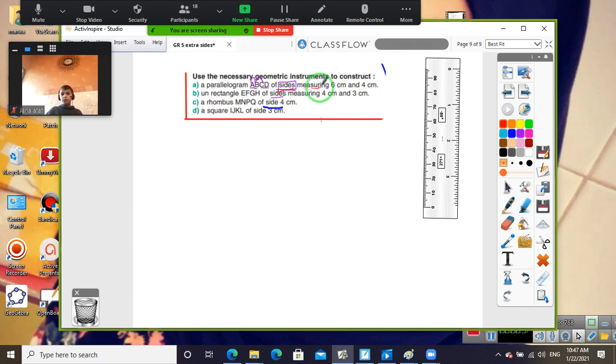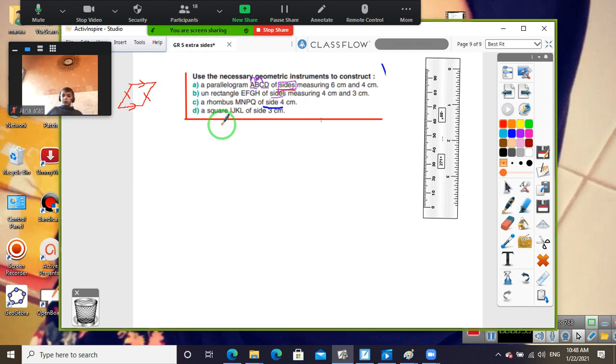of side measuring 6 and 4. So I should have 6, 6, 4, 4 to get a parallelogram. And if it's 6 here or 4 here, the opposite side is parallel and equal. So it should be 4 by 4. And also here, 6 by 6.